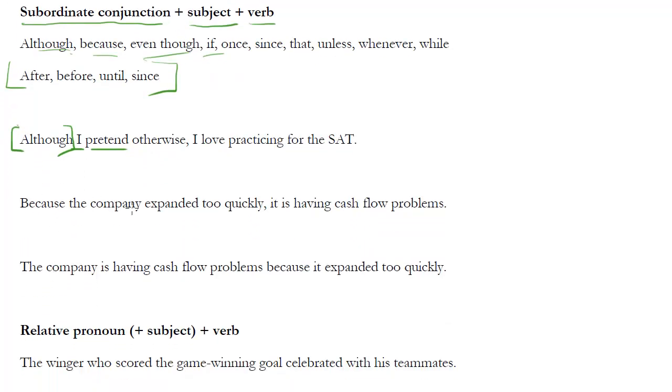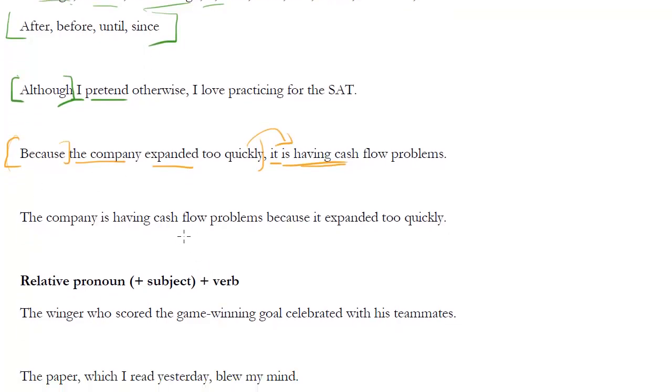How about this? Because the company expanded too quickly, it is having cash flow problems. So again, subordinating conjunction, subject, verb, and then we've got our independent clause, subject, verb. Right? So this subordinate clause depends on that. Notice if I flip it around, I don't need the comma. The company is having cash flow problems because it expanded too quickly. When your subordinate clause comes after the independent, most of the time you don't need a comma. You can just leave it off.